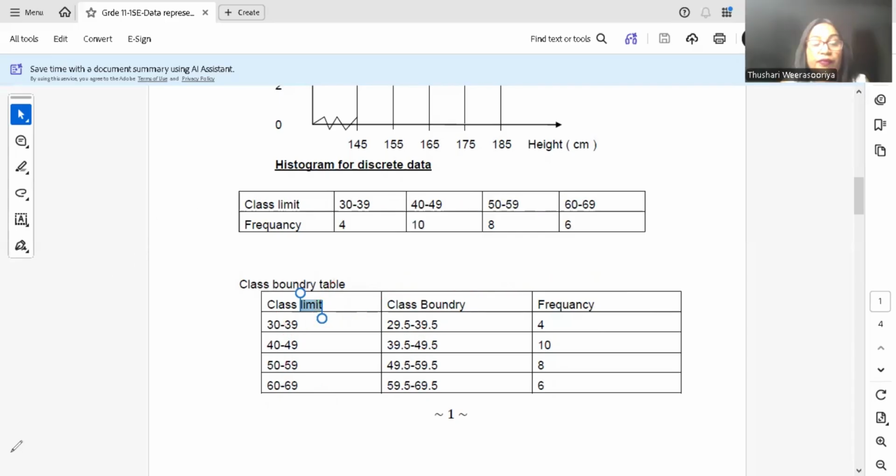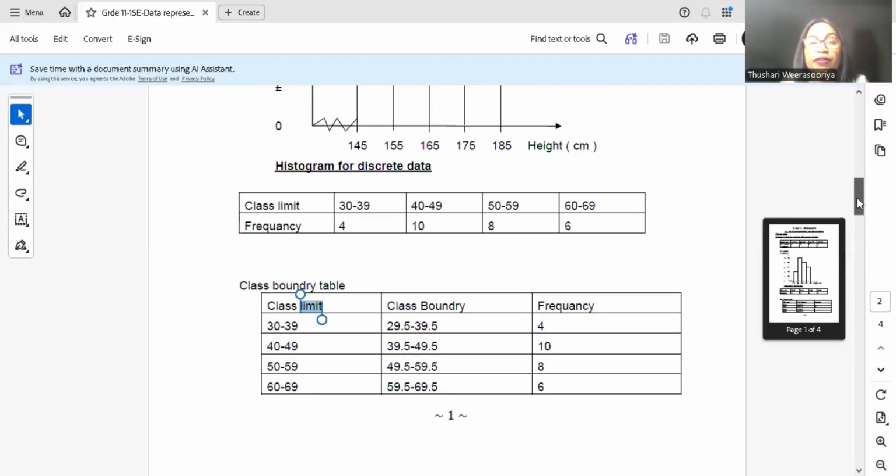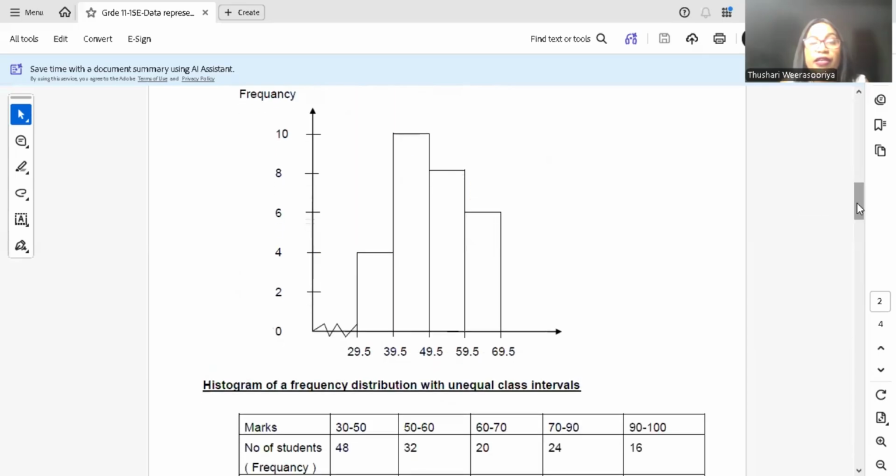Right. Now we'll see how to draw the histogram for these type of data. Now look at this. Here I have taken 29.5, 39 for zigzag. I have put because that is not in the correct scale. Then 39.5 to 49.5, 59.5. Then you can draw. That is the histogram. Right.